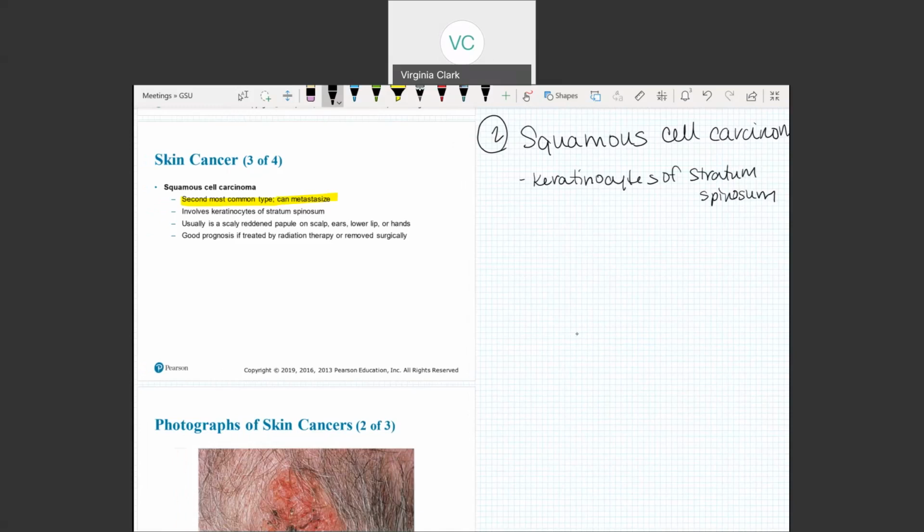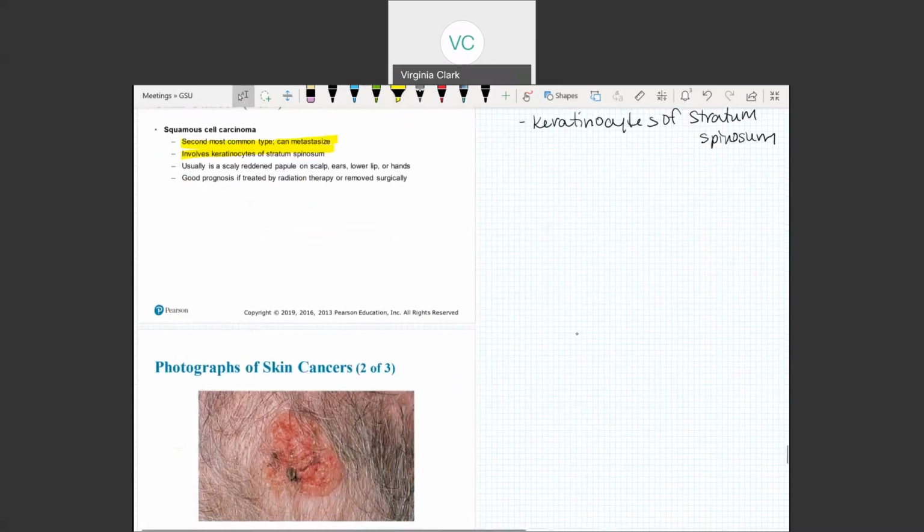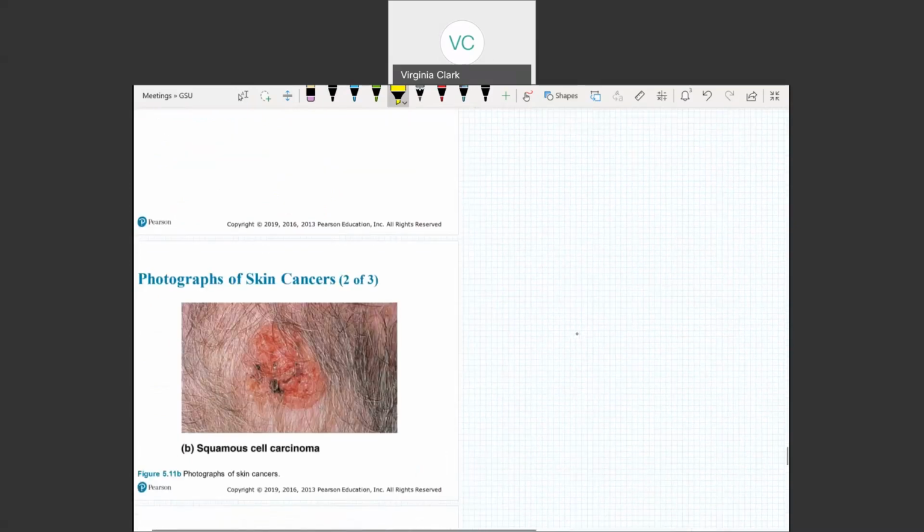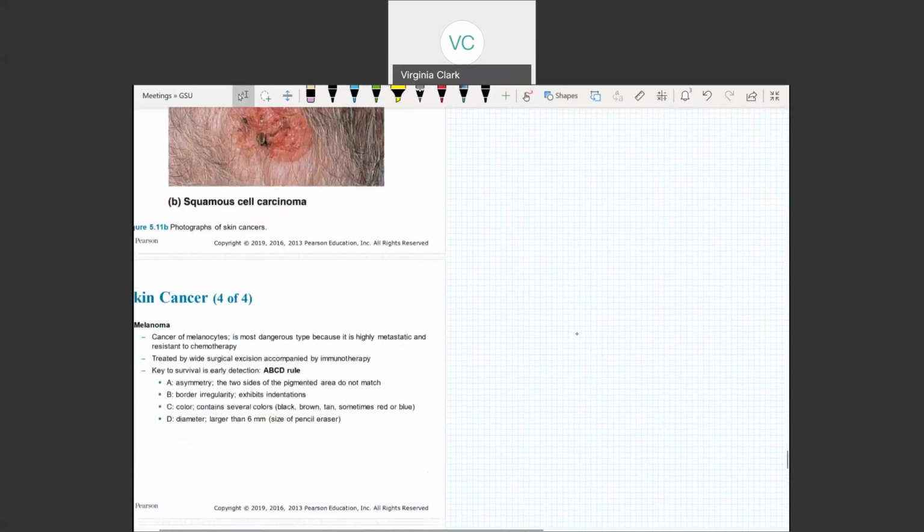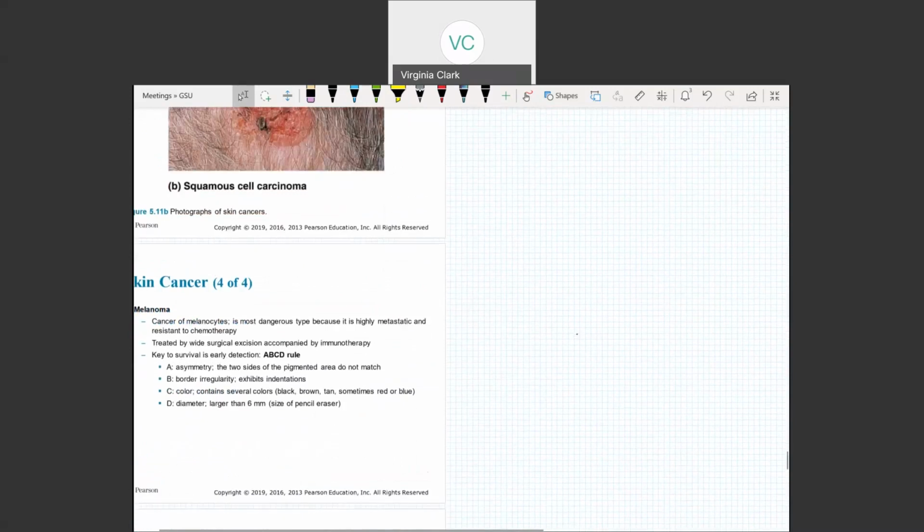And this is going to appear a little bit different. It's going to appear as a red scaly papule, and it's found on the scalp, ears, lower lip, and hands as the primary areas. And the good news is you can do the same thing. You can just remove this surgically, and it's got a very high survival rate. But it can grow rapidly if not removed.